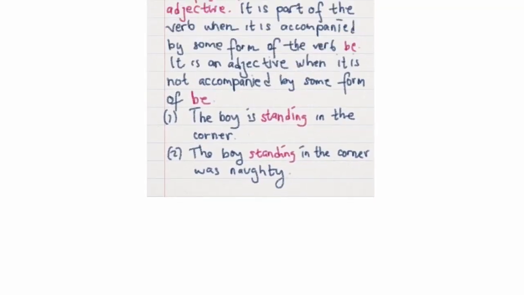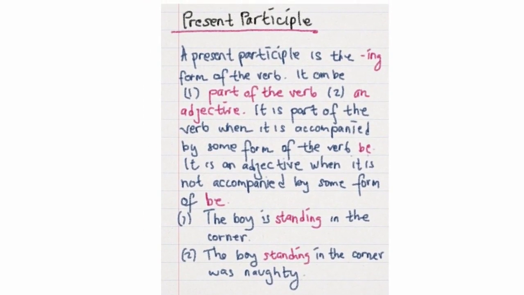The following outlines what you should remember about present participles. A present participle is the ing form of the verb. It can be 1. Part of the verb, 2. An adjective. It is part of the verb when it is accompanied by some form of the verb be. It is an adjective when it is not accompanied by some form of be. Number 1. The boy is standing in the corner. Number 2. The boy standing in the corner was naughty.